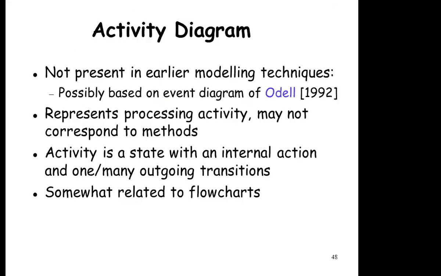Now the activity diagram. What are the different types of activities which are carried out within a system for one use case? It represents processing activity, which may not correspond to the methods, but all the different hidden activities inside the system are represented there. What are the states with an internal action also? And what are the outgoing transitions? Somewhat it is related to the flow chart: which activity will be done first, then next, then next.